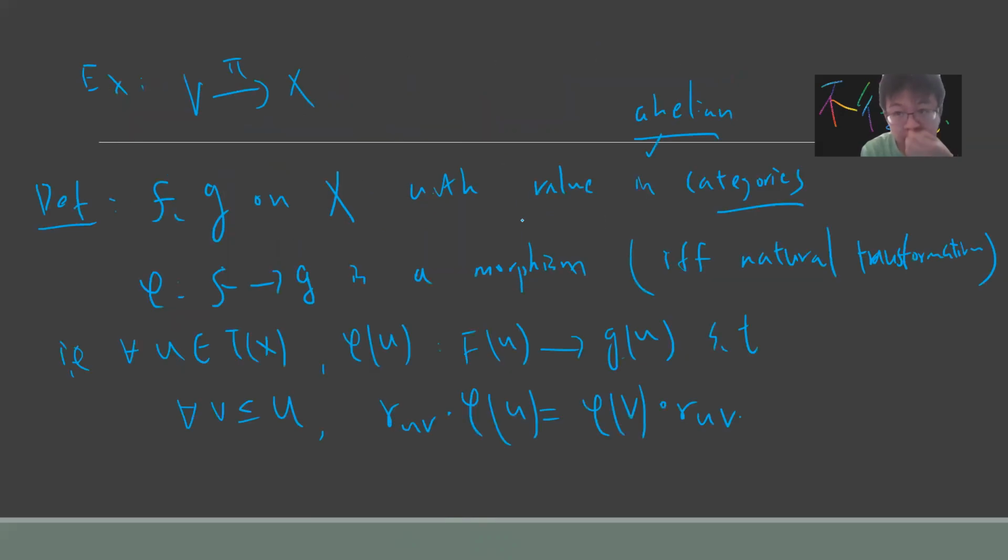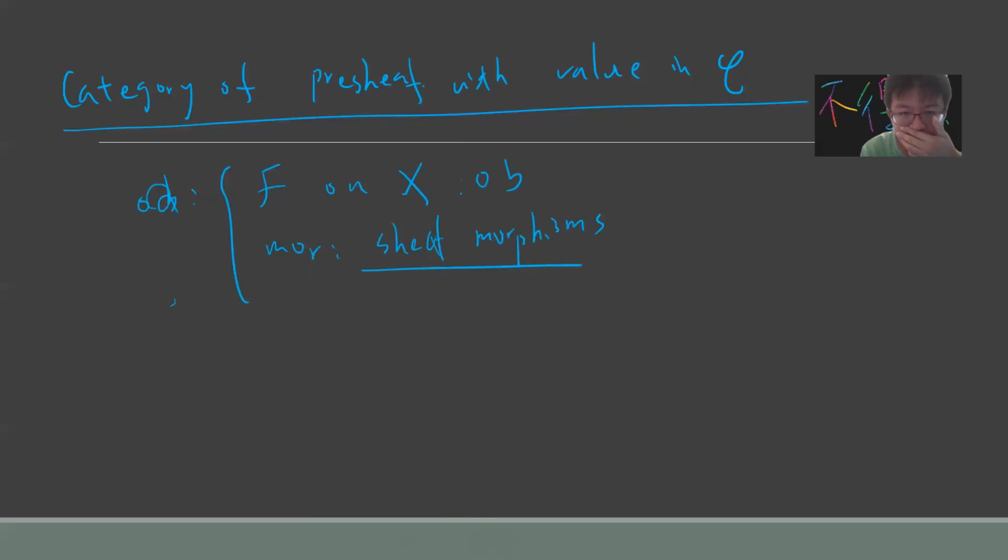Because in the future, when one wants to define a locally free sheaf, a coherent sheaf, or a quasi-coherent sheaf, one needs to say something called sheaf morphisms. Okay, so let's do some examples.